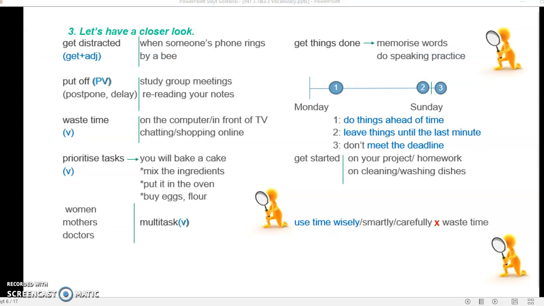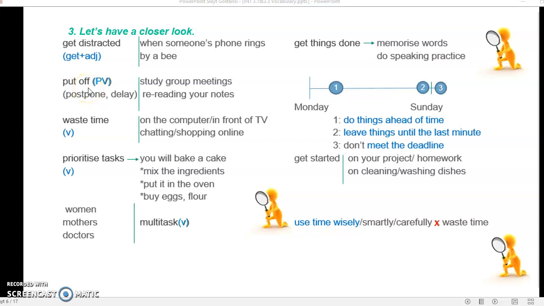The first one is get distracted. When you get distracted, you don't pay attention to the important things. Think about your classroom, for example. Sometimes you lose your attention when someone's phone rings, right? Or when there is a bee in the classroom, you get distracted by a bee because you can't focus on the lesson anymore.